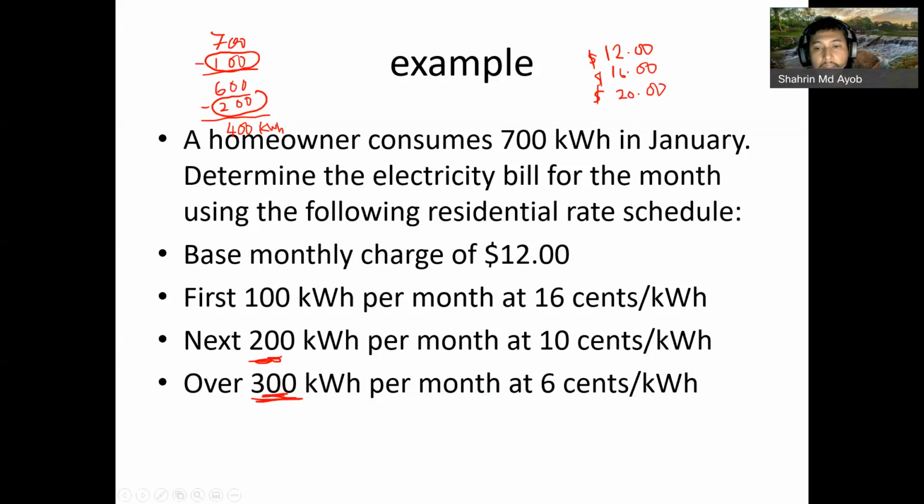So 400 multiplied with 0.06, this one will become $24. So you sum up all of this, and you will have the total bill of $72. So every month it needs to pay $72.